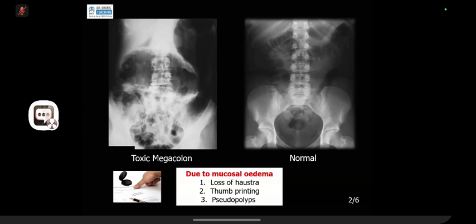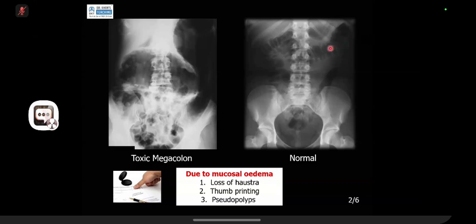In MSK radiology, radiologists are the only people in the world who use the word bone edema. A histopathologist cannot do it. So we see bone edema, right? On a plain abdomen X-ray, you say, are you? But we use that word. There is mucosal edema. Why?